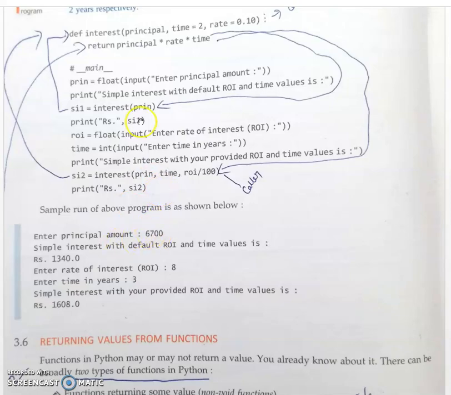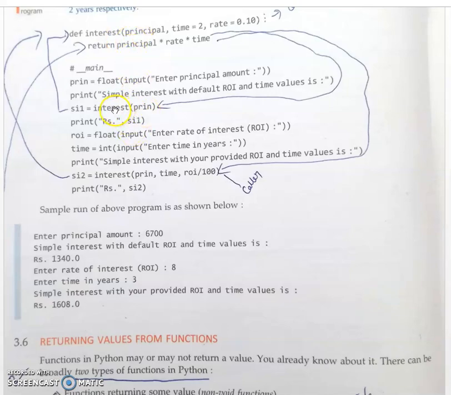6,700. Then it will print "simple interest" as a string. It will print here: simple interest with the default rate of interest and time value. Then we are calling the function with only one argument, since we have assigned default values for the rate and time. With the principal only.